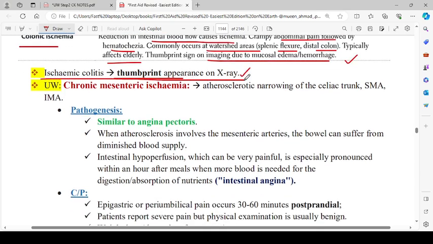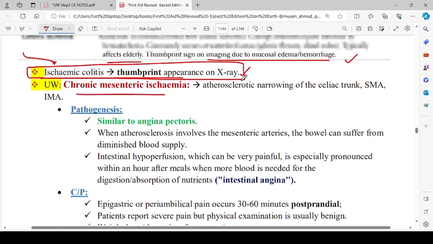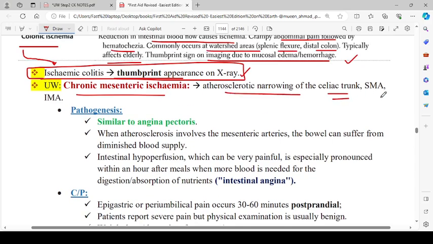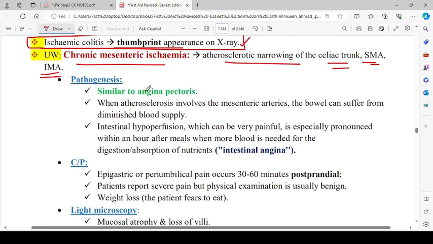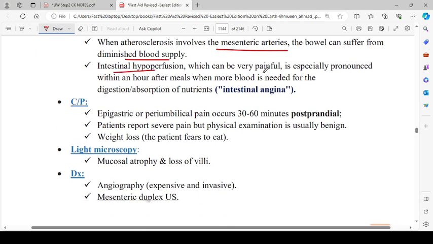Ischemic colitis, thumbprint appearance on X-ray. So for ischemic colitis, what do we see on X-ray? There will be a thumbprint appearance. Then another UWorld point is chronic mesenteric ischemia leads to atherosclerotic narrowing of the celiac trunk, superior mesenteric artery and inferior mesenteric artery. The pathogenesis is similar to angina pectoris. When atherosclerosis involves the mesenteric arterioles, the bowel can suffer from diminished blood supply. Intestinal hypoperfusion, which can be very painful, is especially pronounced within an hour after meals when more blood is needed for the digestion and absorption of nutrients. That is intestinal angina.